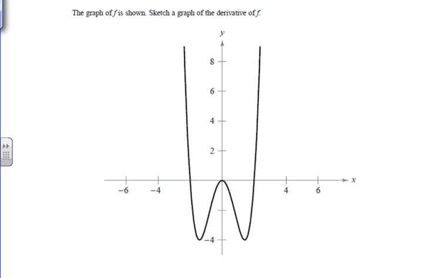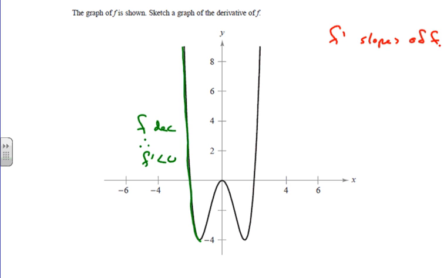Let's try another one. This is a little bit more difficult. What we have here is a graph that's shown. It looks like a quartic function. We want to find the derivative of this. Once again, when we graph f prime, we are graphing the slopes of f. It's imperative that you understand what you're given and what you're trying to find. Okay, so right here, we notice that f is decreasing. Therefore, f prime is going to be negative.